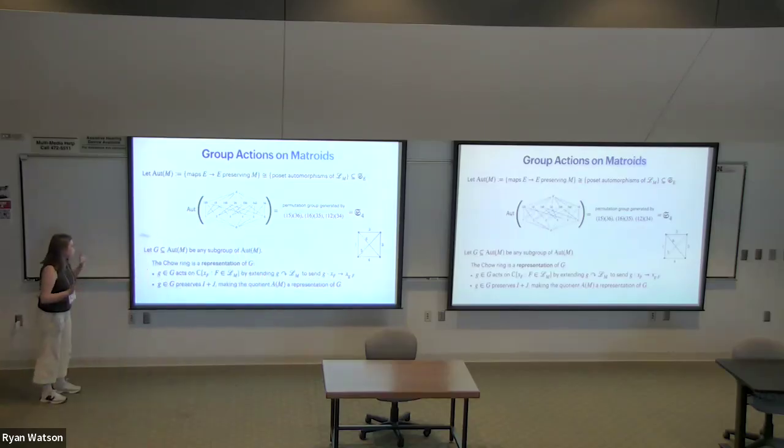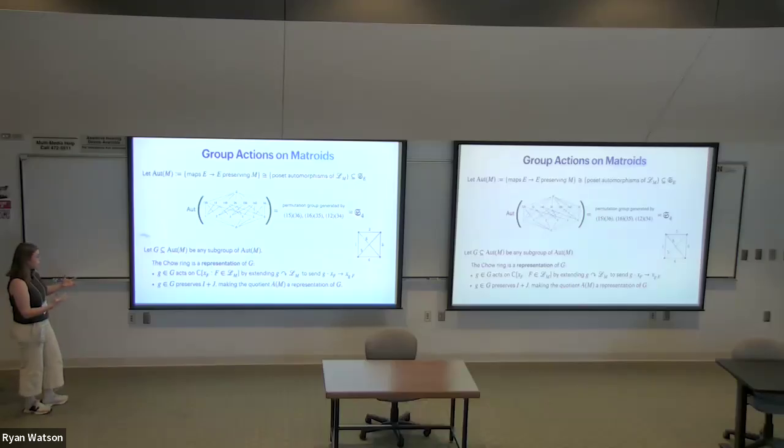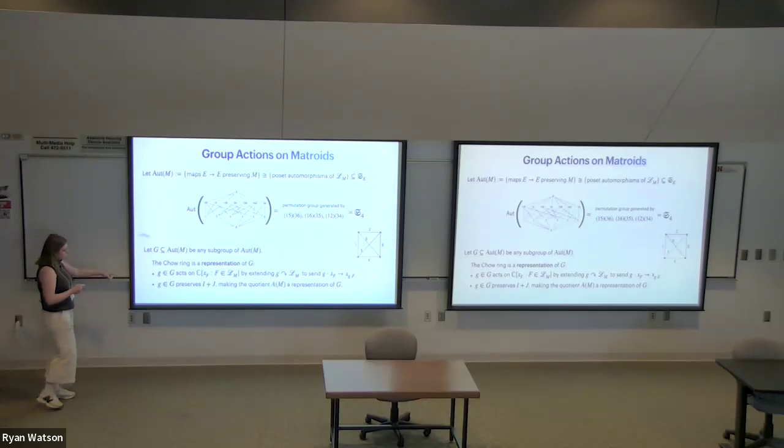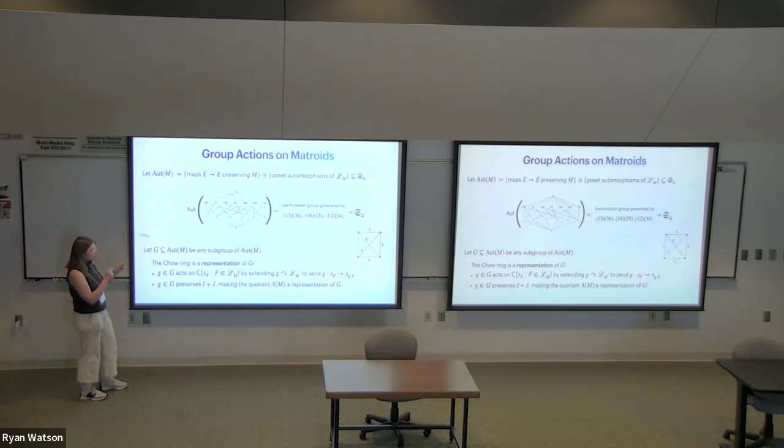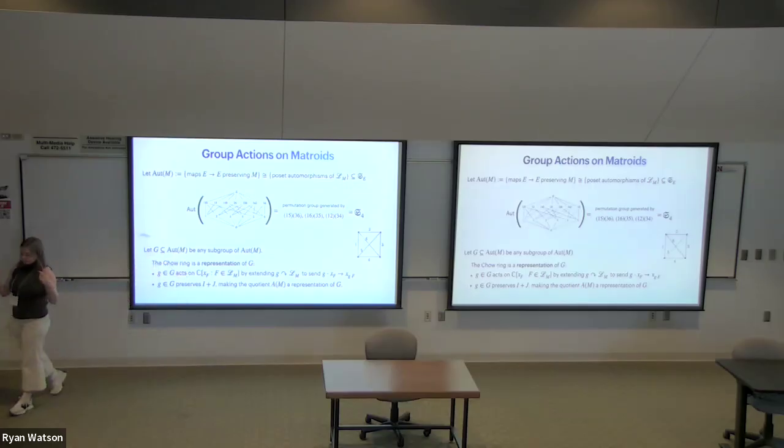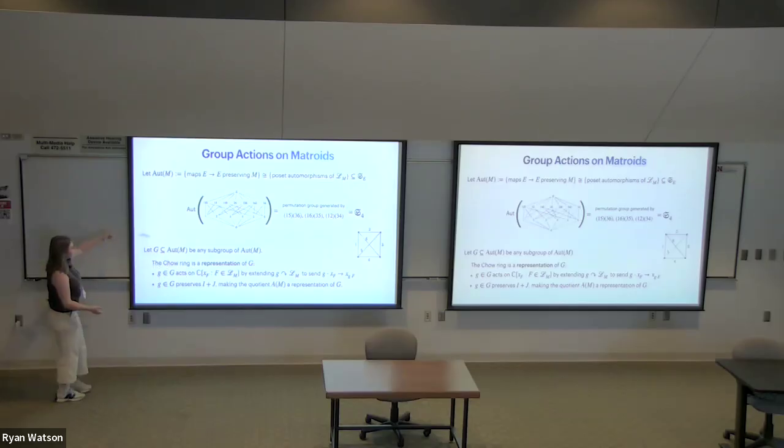Okay, so how do we think of this? I want to consider some subgroup of the automorphism group as the group that I'll be acting by. I claim that the Chow ring is a representation of this subgroup G. I can extend the action of G onto the ring by sending each variable to the image of where my group G would send the flat. So I'm doing something with flats when I'm acting by this group, and then I just extend that action to the variables.